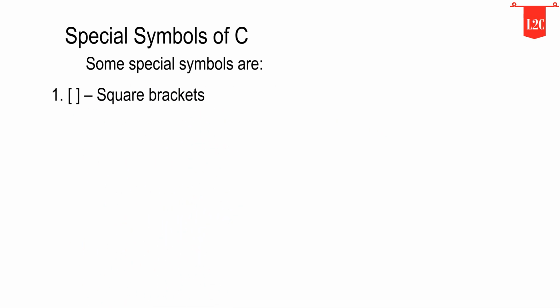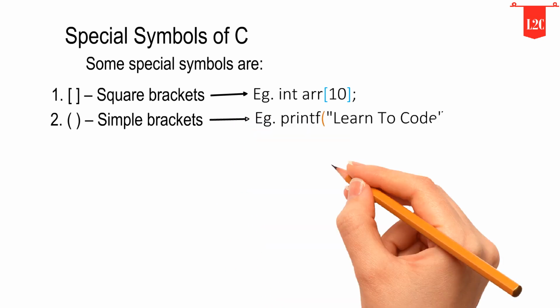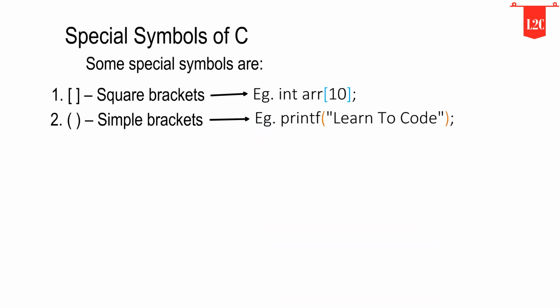The fifth type is special symbols of C. Apart from letters and digits, there are some special characters in C, which will help you to manipulate or perform data operations. Each special symbol has a specific meaning to the C compiler. First, square brackets, the opening and closing brackets of an array, indicate single and multidimensional subscripts. Second, simple brackets, used to represent function declaration and calls, used in print statements.